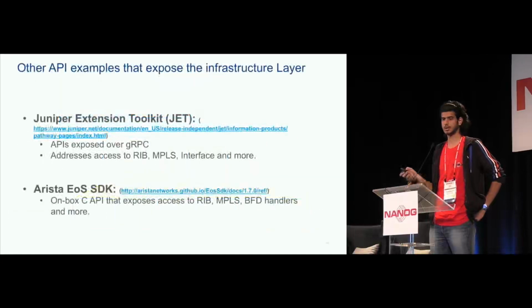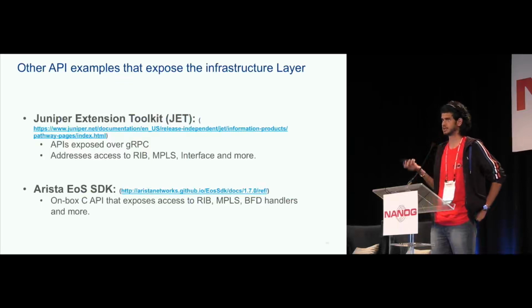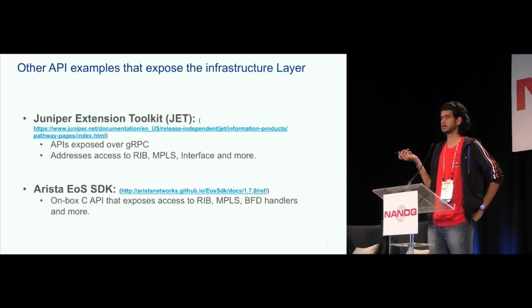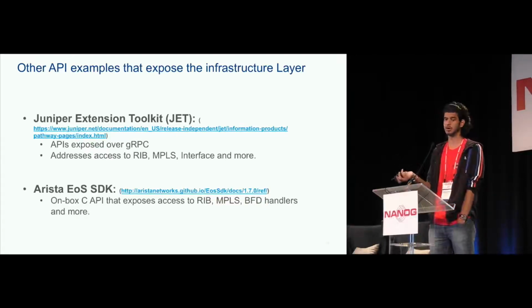And in addition to that, we have the other vendors. They have APIs in pretty much the same context. This is pretty much what I could glean from the documentation that exists at this point. The Juniper extension toolkit, Jet, sort of covers these APIs over gRPC as well. So they are pretty much doing it in exactly the same format. And you do get access to the RIB, MPLS, and interface components. So the network infrastructure layer is pretty much implemented in a similar fashion.